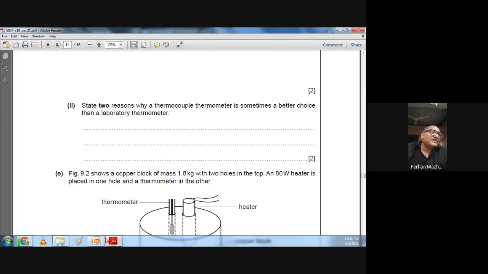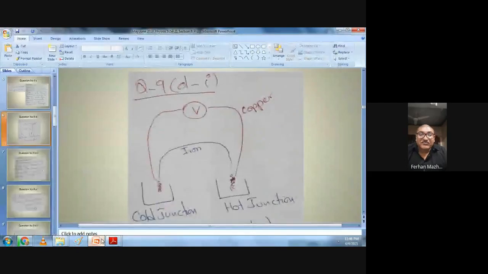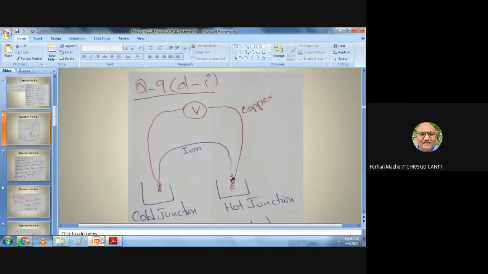The thermocouple thermometer has some good things in it. Its range is very large. It can measure very low temperatures and very high temperatures, so its range is quite large. It can measure very quickly changing temperatures. Another very good thing about the thermocouple thermometer is that it can be connected with a data logger, and that can be connected to a computer.